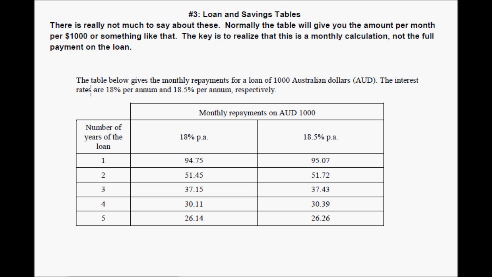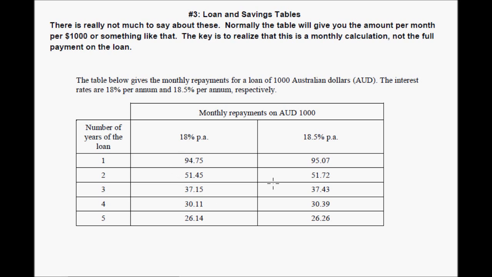So in this case, look at this problem. It says the table below gives the monthly repayments for a loan of $1,000 Australian dollars. The interest rates are 18, wow, that's a high interest rate, 18% per annum and 18.5% per annum, respectively. Based on the number of years of the loan, obviously $1,000, if you pay it back over 5 years, your payment per month is going to be lower, but you're going to end up paying more money because you're going to pay more interest. Obviously, it's going to be a higher payment here.